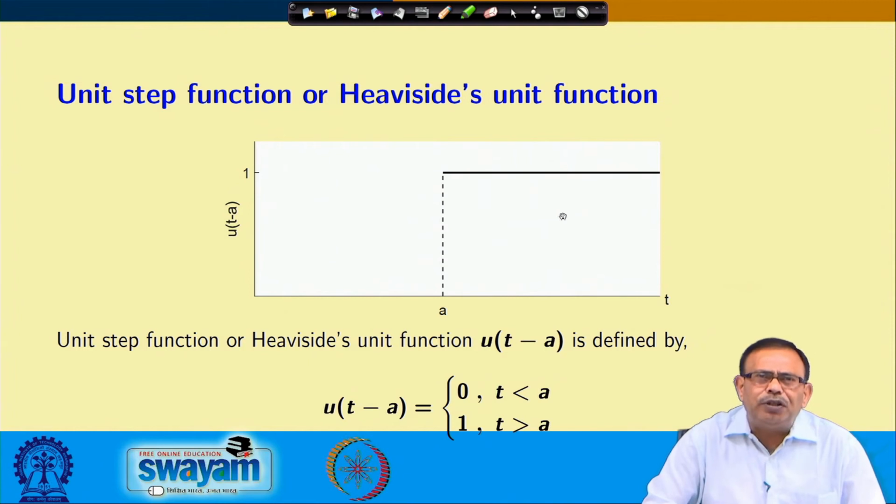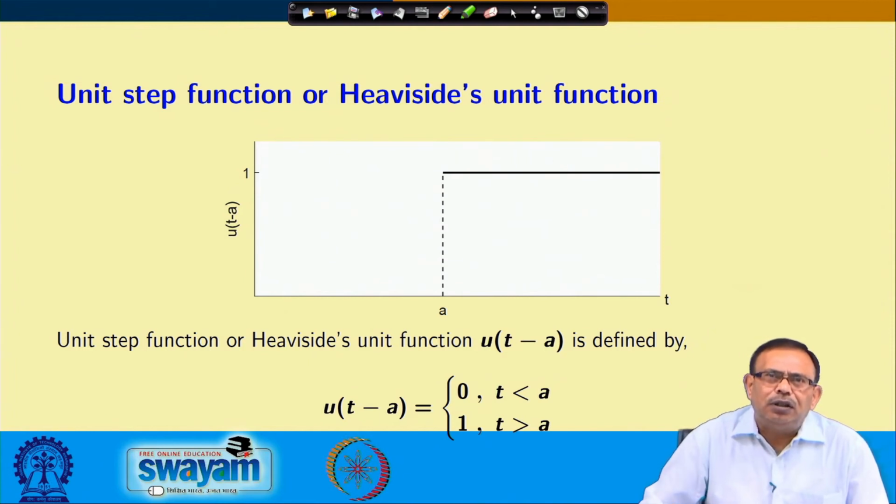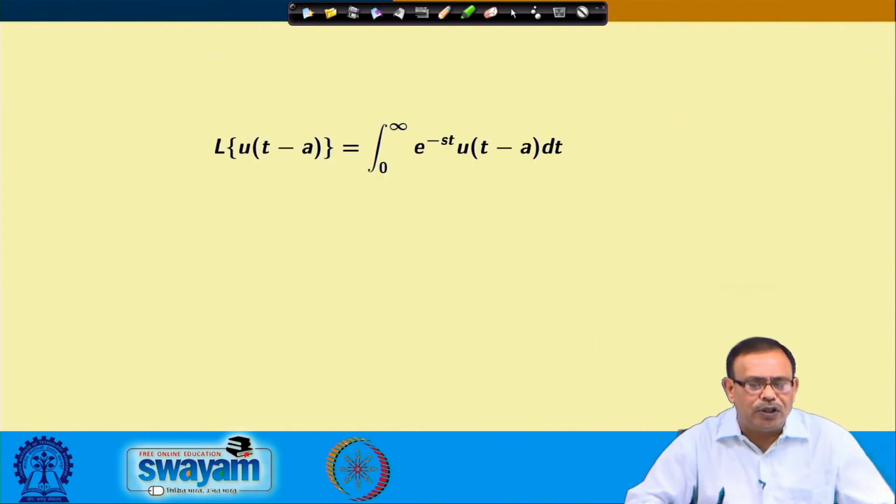Now, the unit step function or Heaviside function. This I have already discussed in another form: u(t minus a) equals 0 for t less than a and 1 for t greater than a. I have done it, so I am just showing it once more.